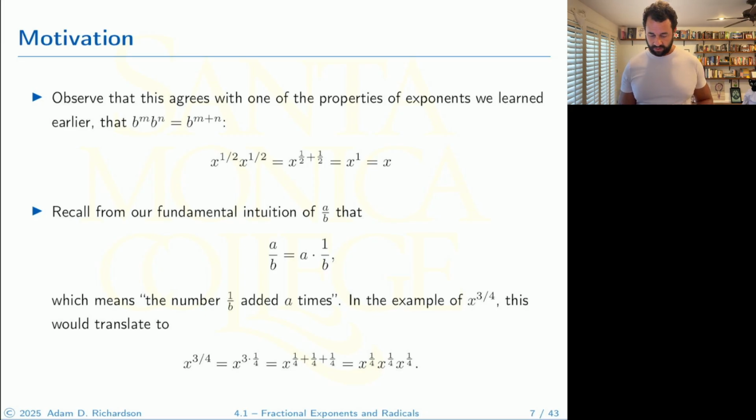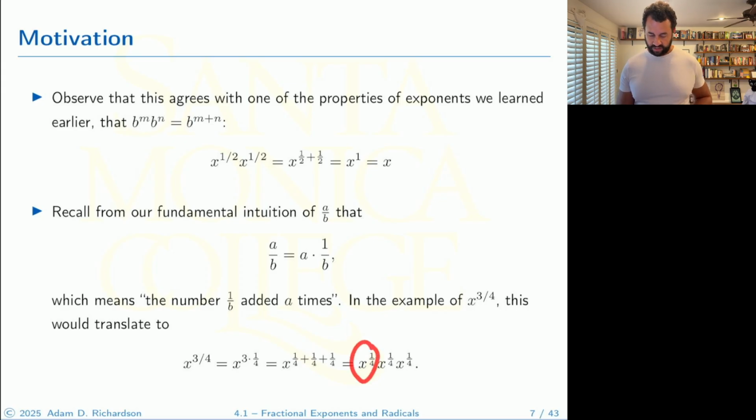Here's another one. Remember our fundamental intuition of a over b? You can interpret a over b as a times 1 over b, which is the number 1 over b added a times, right? So consider this example, x to the 3/4. Well, we could rewrite 3/4 as 3 times 1/4, and that's 1/4 added 3 times. One, two, three. And then we can again use this property up here to rewrite it as x to the 1/4, x to the 1/4, x to the 1/4.